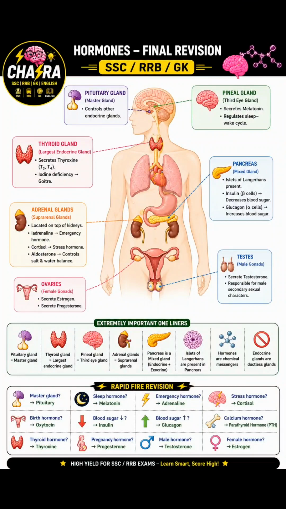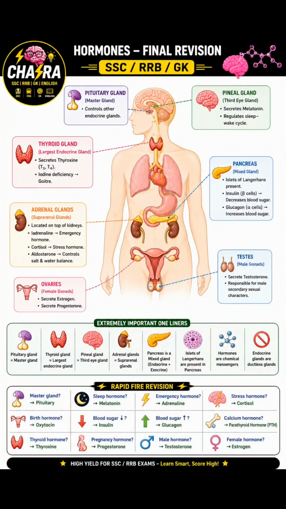Whereas endocrine glands are called ductless glands. This is also important: endocrine glands are ductless glands. They release hormones directly into the bloodstream. In this image, you can see endocrine glands like pituitary, thyroid, adrenal, and pancreas. Whenever I say pituitary gland and pineal gland, remember your brain, because those glands are present near the brain. You can see it in this image.